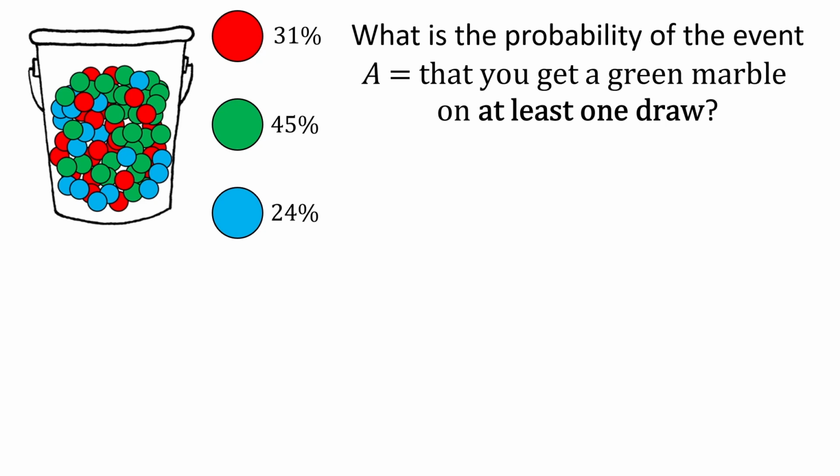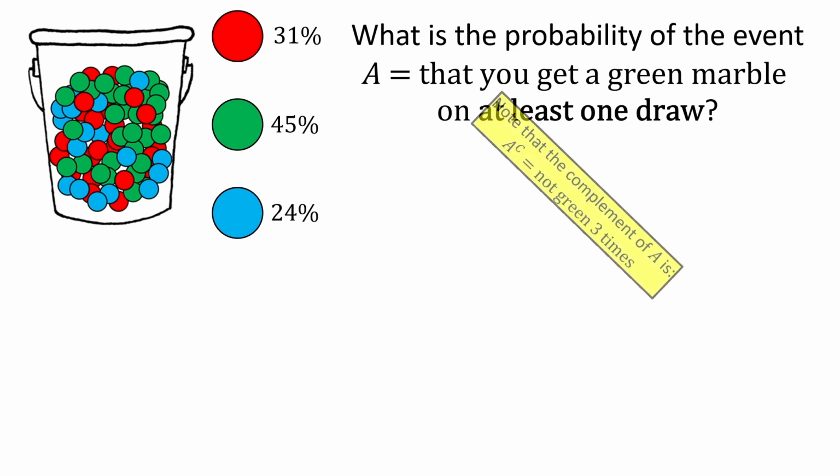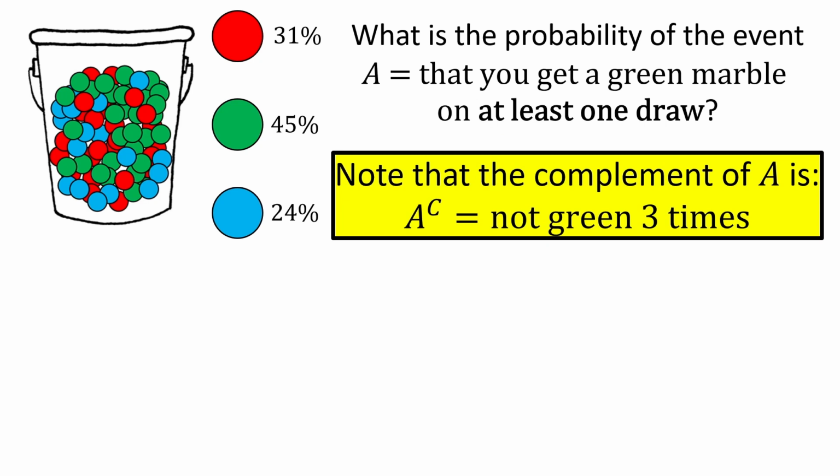So in other words, this event is what we would call a compound event. It involves a lot of different ways that this event can happen. So it's actually quite difficult to do this calculation directly. But here's the clue. Note that the complement of A is you don't get green 3 times. In other words, none of them are green, which means in those 3 draws, all 3 marbles are either blue or red.